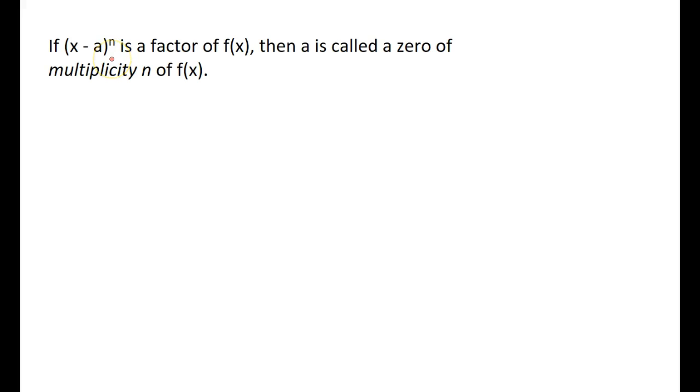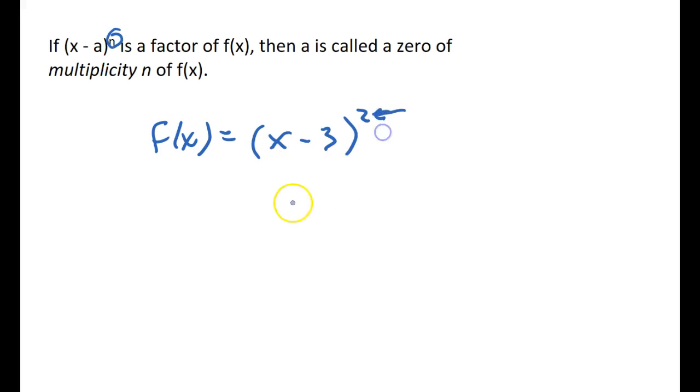Okay, now factors don't have to be raised to the power of 1. You can have them raised to any power. And so if I have f of x equals (x minus 3) squared, then this is a polynomial where the factor has a multiplicity of 2, because that is the exponent of the factor.